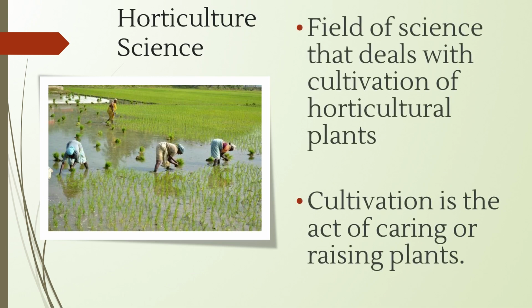All right, so question number 2, what is horticulture science? This is the field of science that deals with the cultivation of horticultural plants. I also want you to add in there, what does cultivation mean? Cultivating means taking care and raising your plants. You are watering them. You're giving them the nutrients they need. You're giving them the right amount of sunshine that they need to produce photosynthesis. All of that is cultivating your plant.